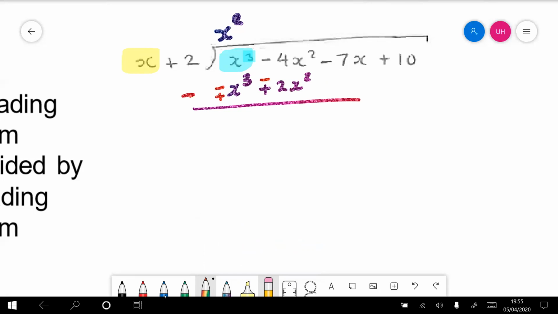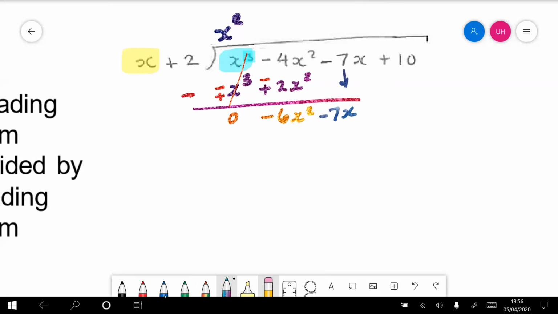And now we subtract. So x cubed at the top minus, yeah, x cubed at the bottom, so that's 0. And then minus 4x squared minus 2x squared is minus 6x squared. Right, so now we finished. We put this minus 7x down, so it becomes like minus 7x.